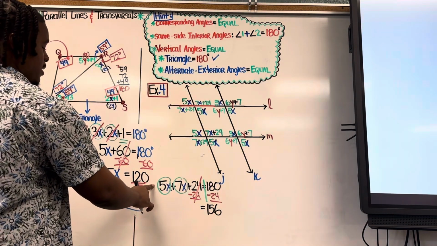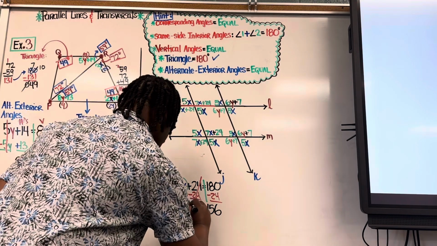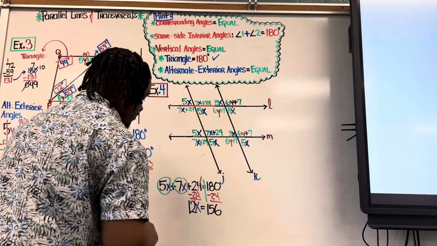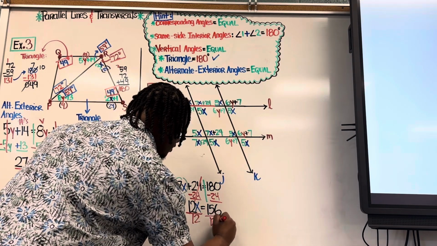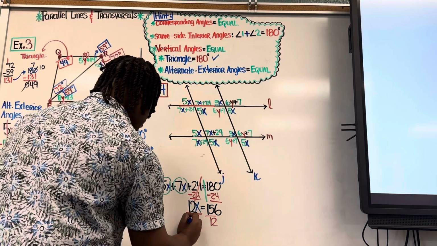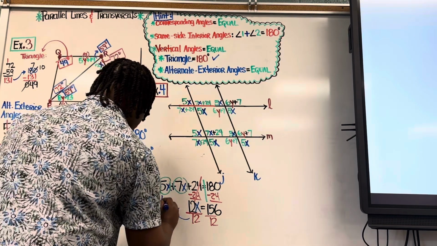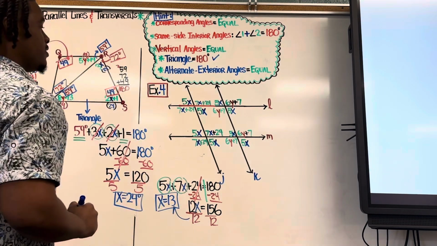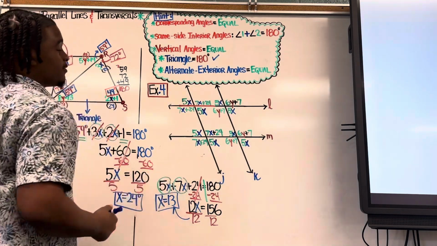Okay, and then 5x plus 7x equals 12x. And then we divide both sides by 12 to get x by itself. X will equal 13, because 156 divided by 12 equals 13. All right, so in all the values of x, we need to put 13, right?